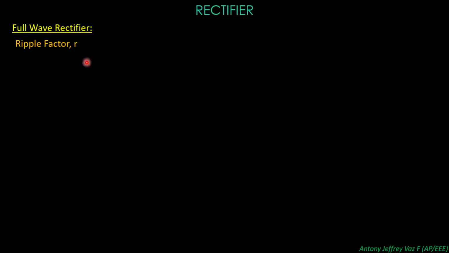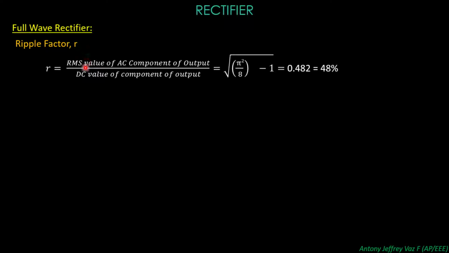The ripple factor of the rectifier is known as the RMS value of the AC component of output divided by the DC value component of output. The mathematical derivation will be root of (pi square divided by 8) minus 1, equal to 0.482, which is nothing but 48 percent.